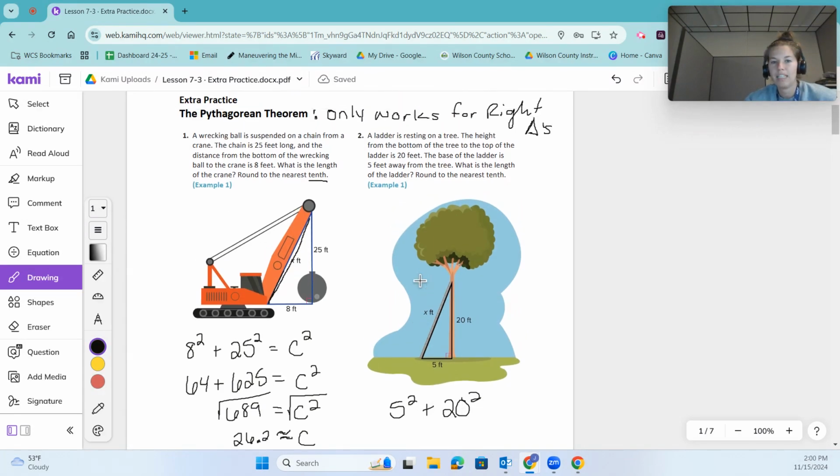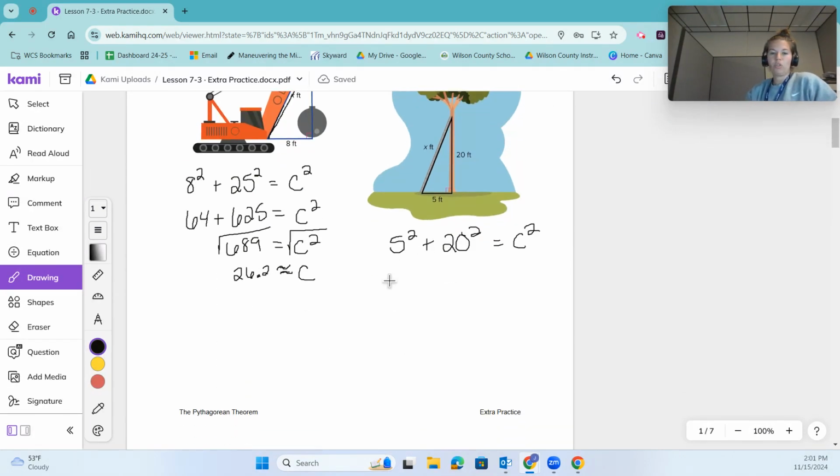My problem says a ladder is resting on a tree. The height from the bottom of the tree to the top of the ladder is 20 feet, and you can see how the ladder is leaning up against the wall to know where that height stops. Then the base of the ladder, the bottom, is 5 away from the tree, so that's along the ground. Again, we substitute that in. We are solving for c squared because we don't know the length of the ladder yet. So 5 squared is 25 plus 20 squared is 400 is c squared.